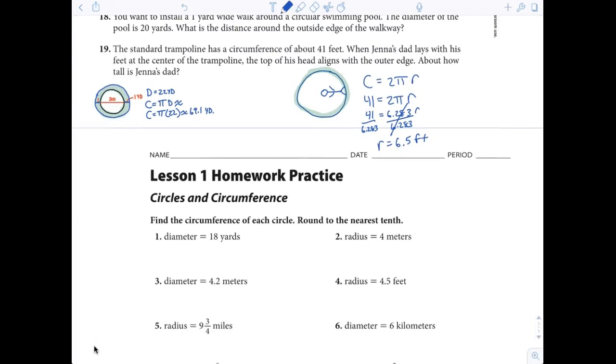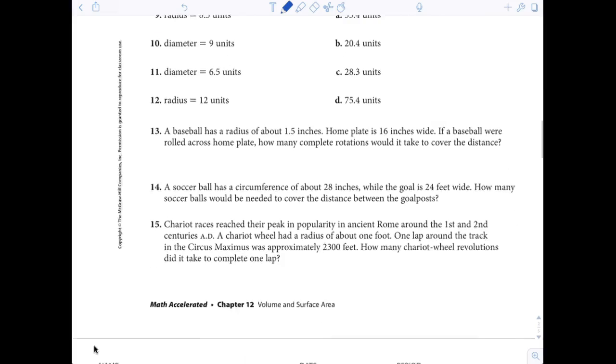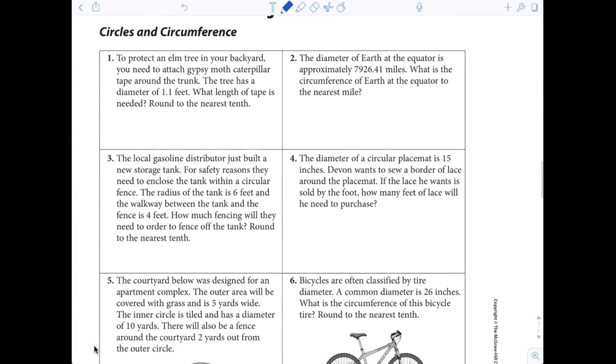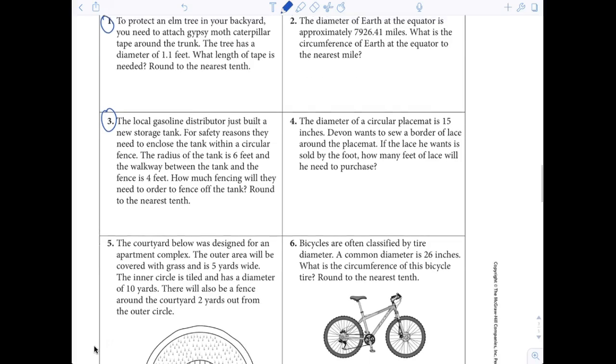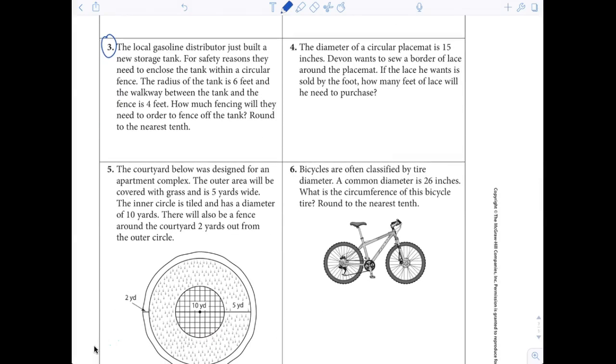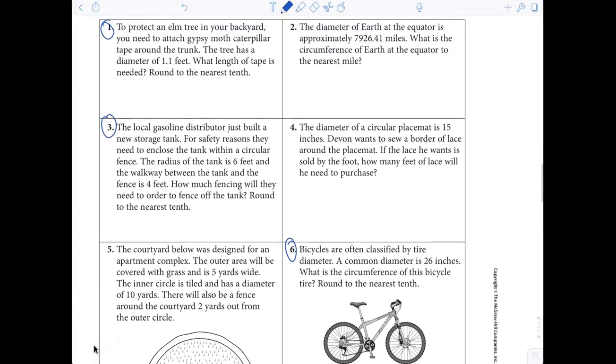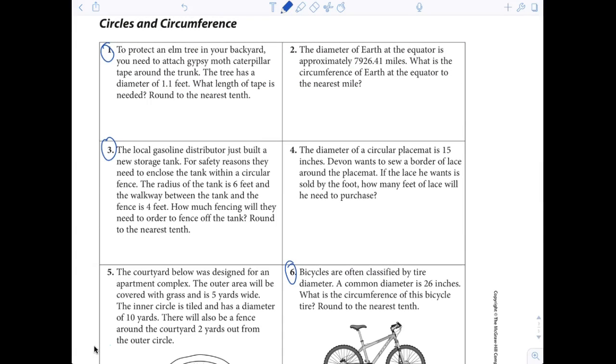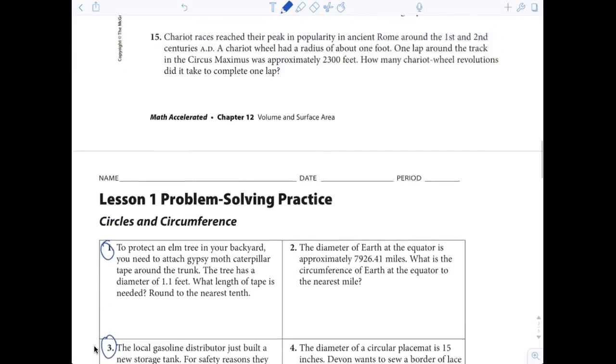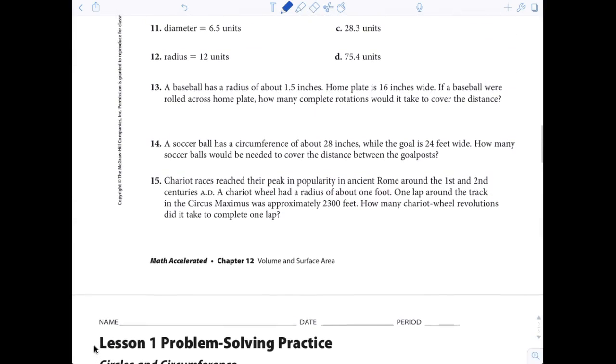All right, now for your homework, guys, you're going to do the second page, and then I want you to do questions for ERB 1, 3, and 6. Circle or highlight 1, 3, and 6, and then the second page. So everybody agree that's kind of easy, right?